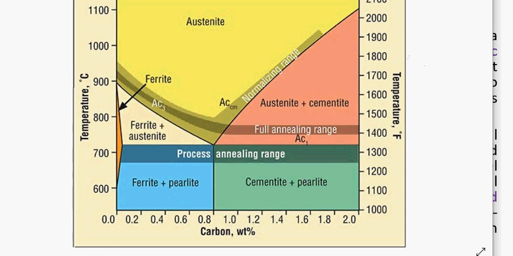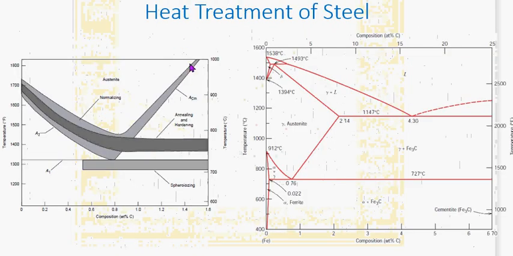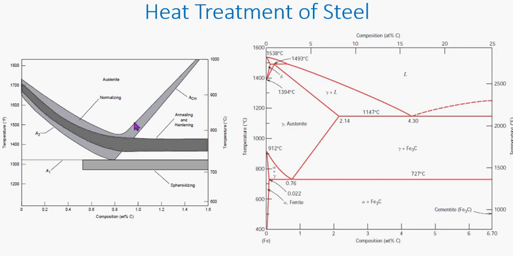We're also going to look at the third one, which is spheroidizing. Okay, this is it here, which I've explained. The V here represents normalizing, where the one that looks like a flattened L is the full annealing. Actually, this is an excerpt, an enlarged view of this eutectoid region here.